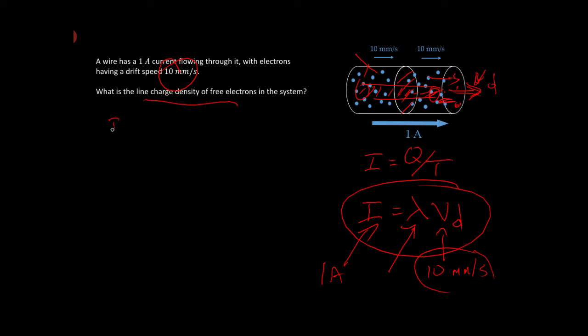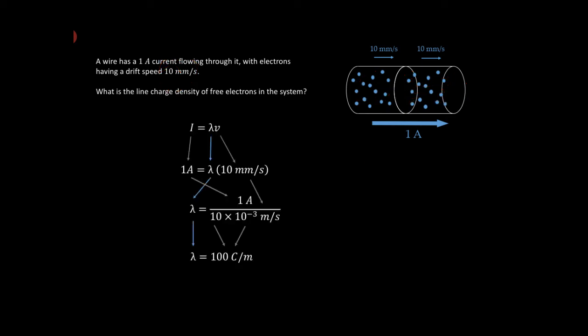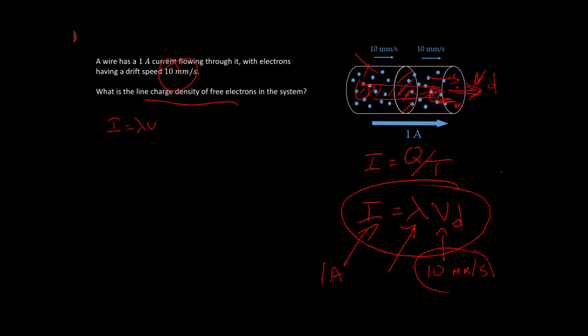So we want to figure out this I equals lambda V, where we know what I and V are. So I, we said was 1 amp, is equal to lambda times 10 millimeters per second. That's 10 to the minus 3 meters per second. So that means we want to divide through by this number on both sides, and I'm going to flip it because I want lambda on one side. That's the one I'm solving for.